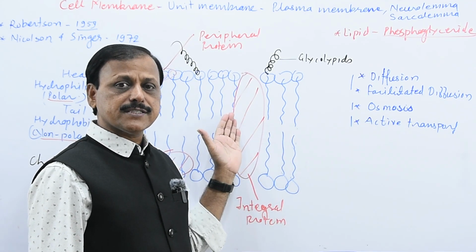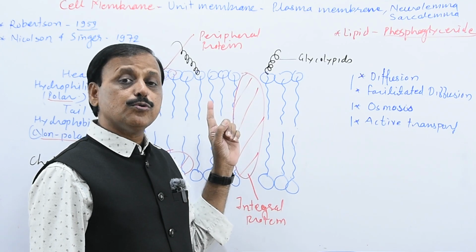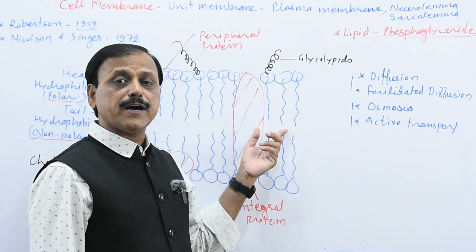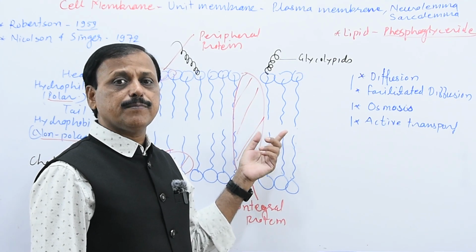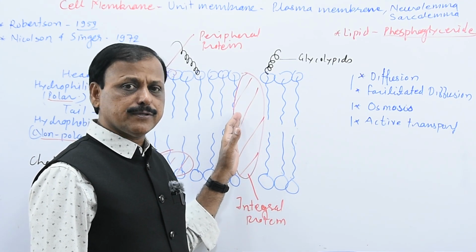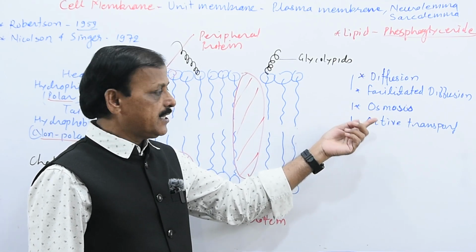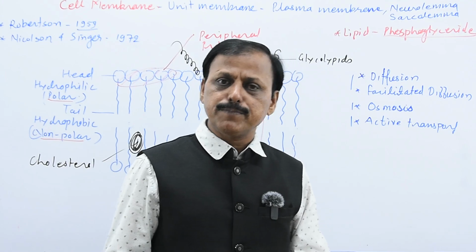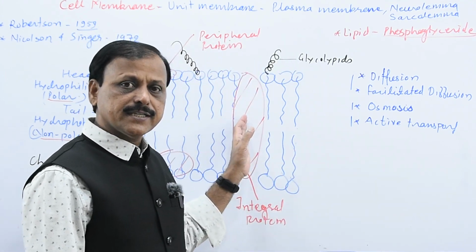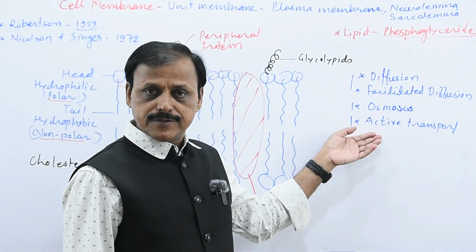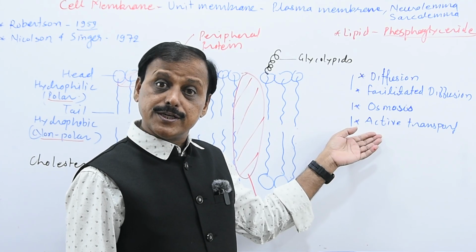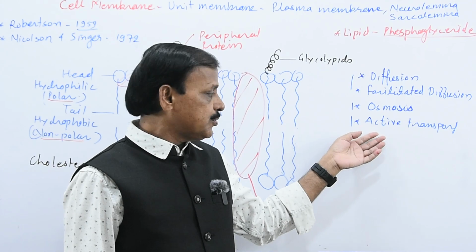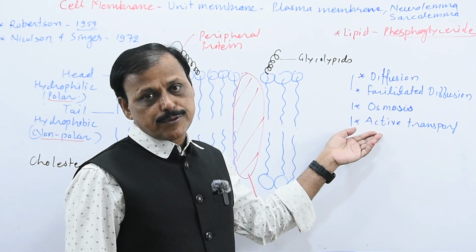Osmosis: substances are transferred across the membrane from low solute concentration to high solute concentration, or from a part of low solute concentration to a part of high solute concentration across the membrane, is known as osmosis. And active transport, for example the sodium potassium pump present in the membrane, they are polar molecules. They are polar molecules requiring energy to transfer against their concentration gradient. So with the involvement of ATP molecule.